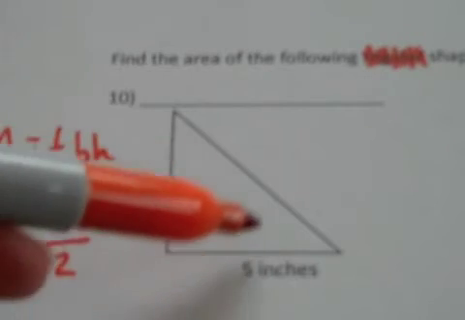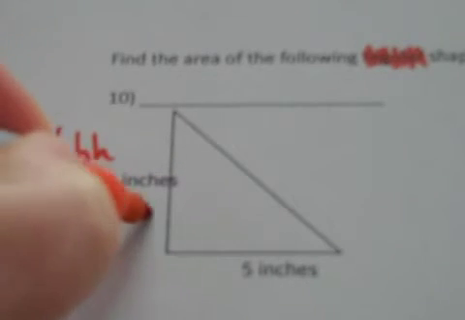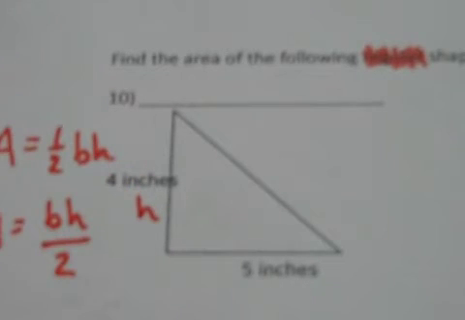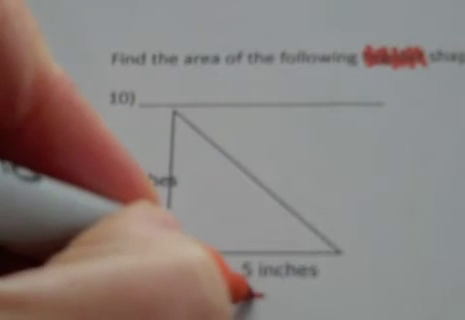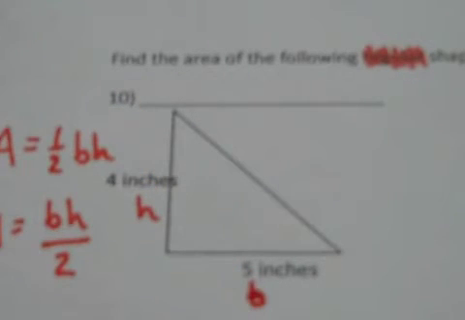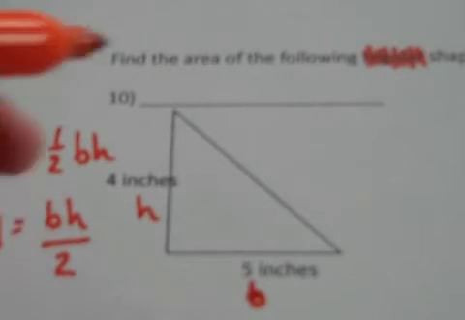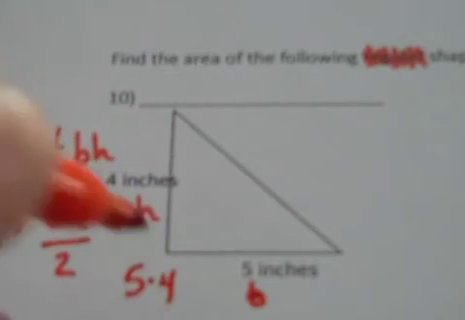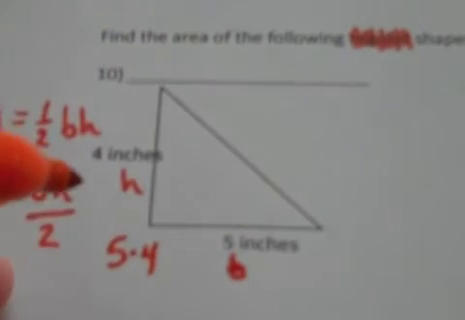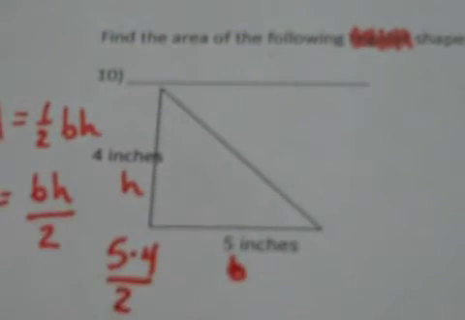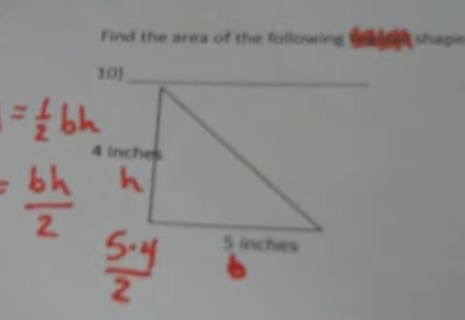Now looking at the way this picture is oriented, the 4 inches here represents my height. The 5 inches here represents my base value. So according to this formula, which I've noticed a lot of you like to use, I'm going to do 5 times 4, and then I'm going to take that answer and divide by 2. What is 5 times 4? That's right, it's 20. But I still need to divide by 2. 20 divided by 2 is 10.